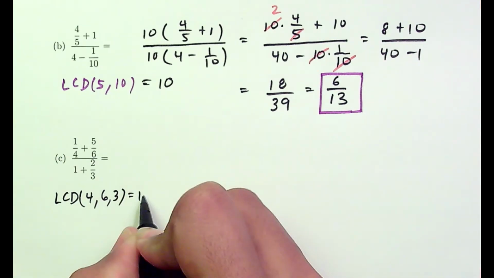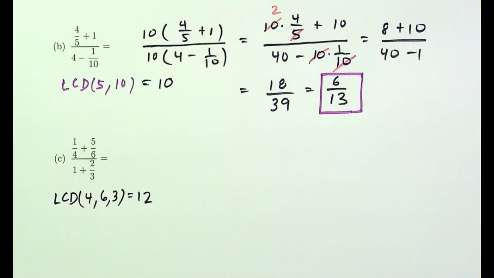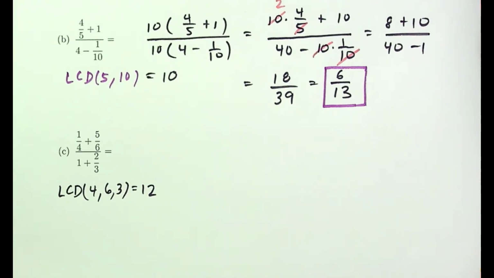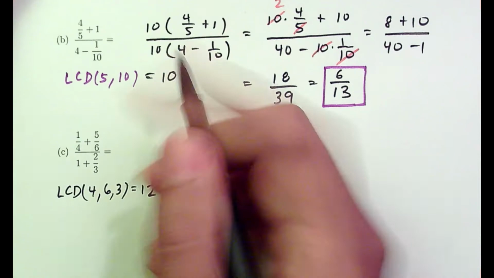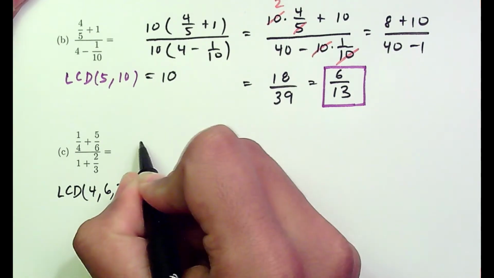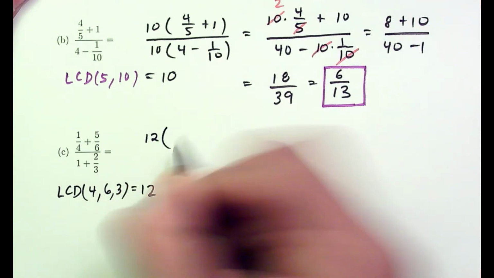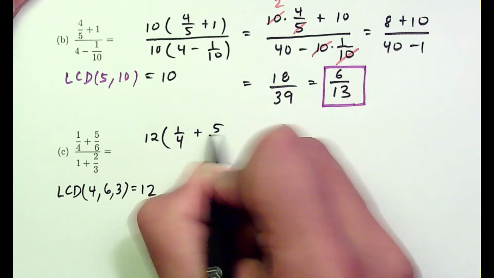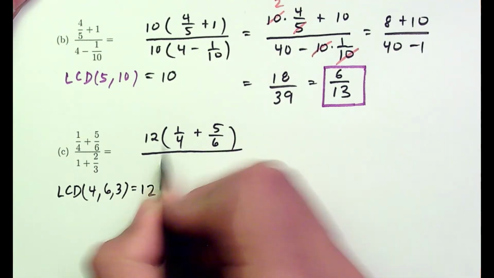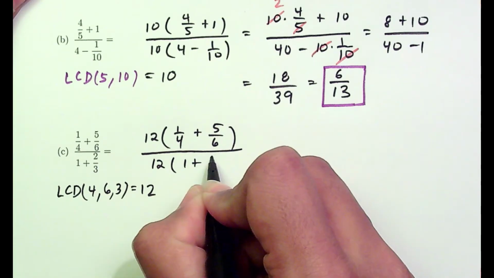And if you use 24, that's not wrong. It's just that you're not using the most efficient one. So that means when you get to the end of the problem, you're going to have to simplify more, because by not using the smallest one, you will be guaranteed to have to simplify. And the numbers will be bigger as well. So that's not something you want. All right, so let's multiply by 12, top and bottom. Everything gets multiplied by 12, so we're going to have 12 times 1/4 plus 5 over 6. And then you multiply the bottom as well by 12, so 1 plus 2/3.